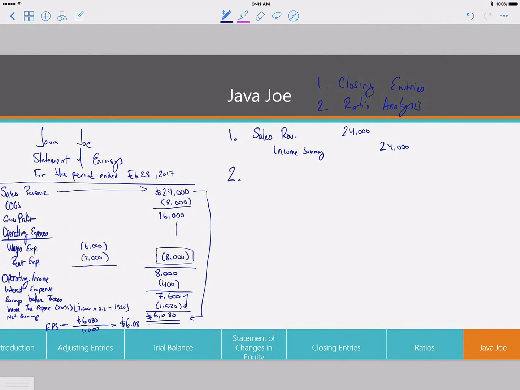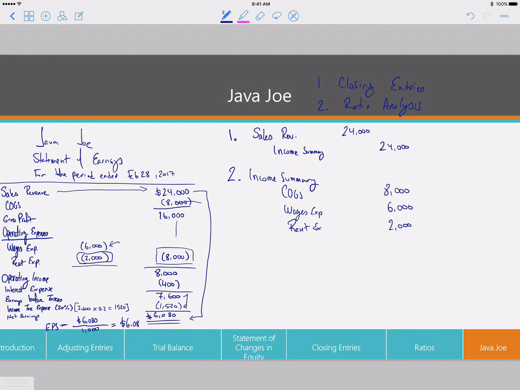Next, we close our expenses to our income summary. So we're going to debit income summary, and we're going to now add up all of our expense accounts. So the first one was our cost of goods sold, and that was $8,000. As you can see here, we then had our wages expense of $6,000. We had our rent expense here of $2,000.